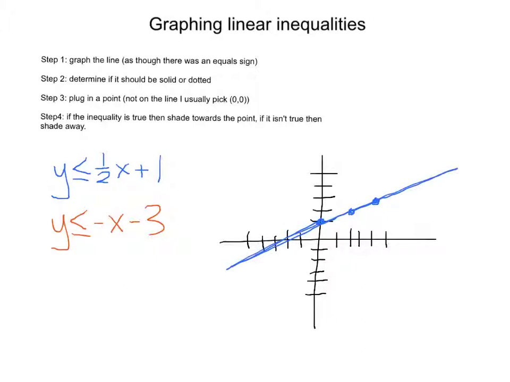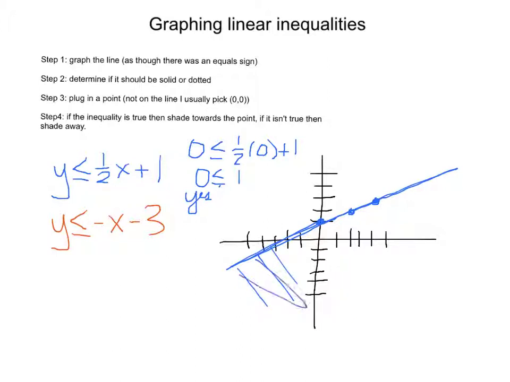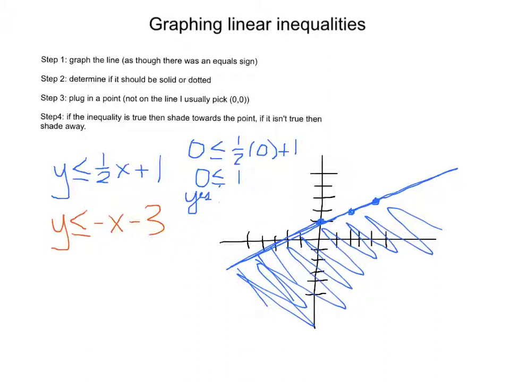Then we're going to plug in a point. We're going to plug in 0, 0, right? Is 0 less than 1/2 times 0 plus 1? Is that true? So is 0 less than or equal to 1? Yes. So we're going to shade this way, right? Okay. Now we're going to go ahead and graph the other one.